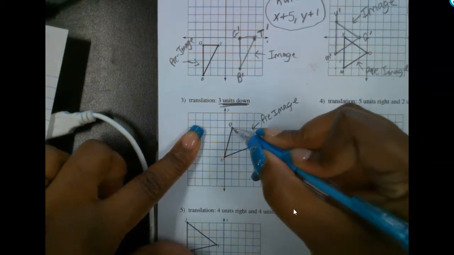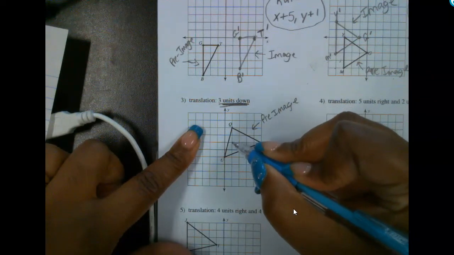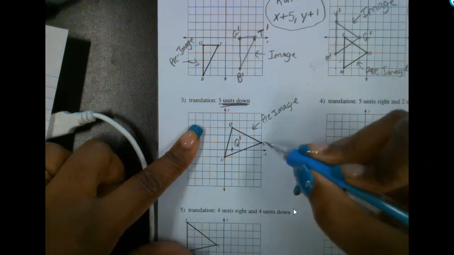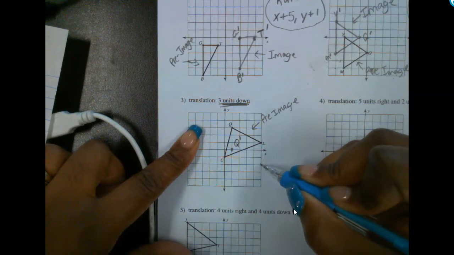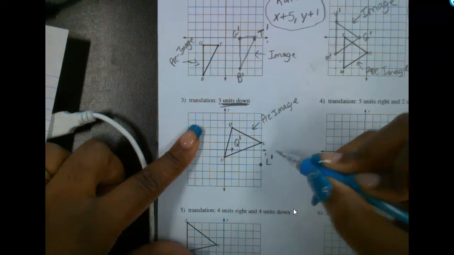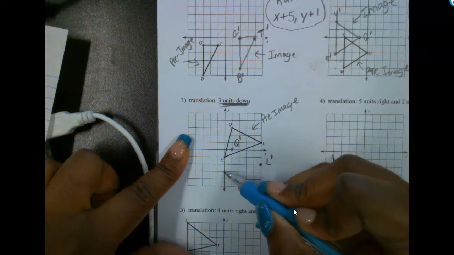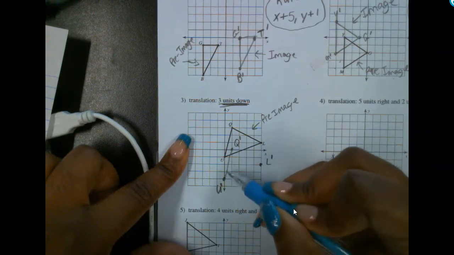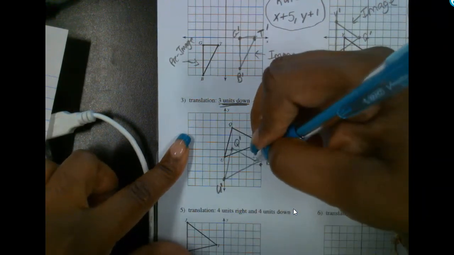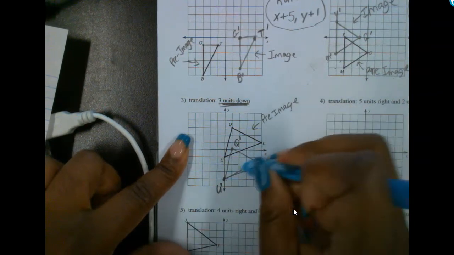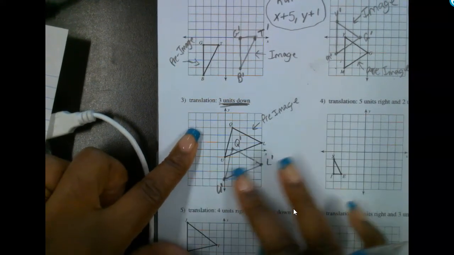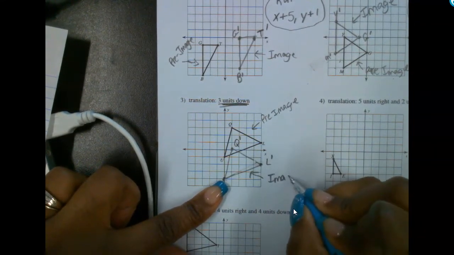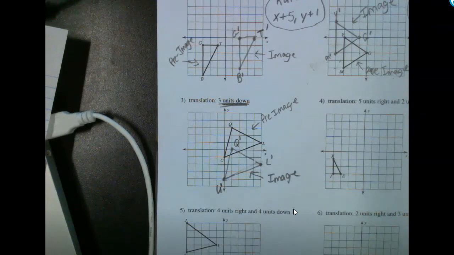So take Q and move it. Watch me move it. 1, 2, 3. This is Q prime. I'm going to move L. 1, 2, 3 down. This is L prime. I'm going to move U. 1, 2, 3 down. This is U prime. Okay. Oops, sorry. Where this object has moved to is called my image. That is the image. Okay?